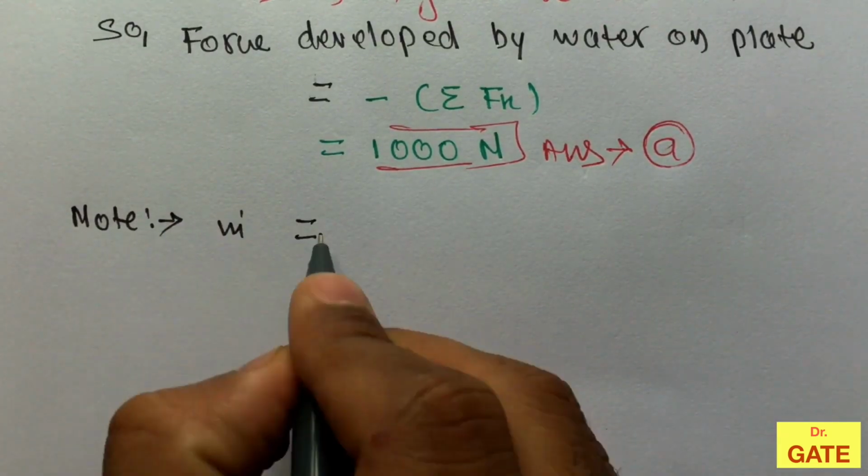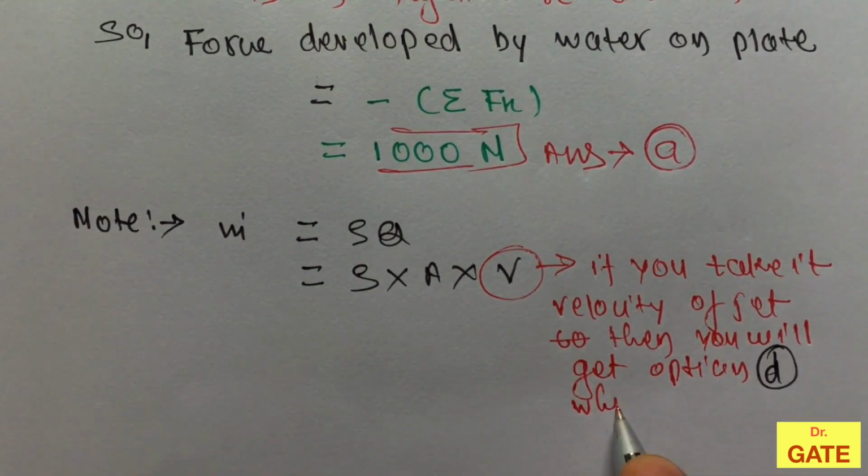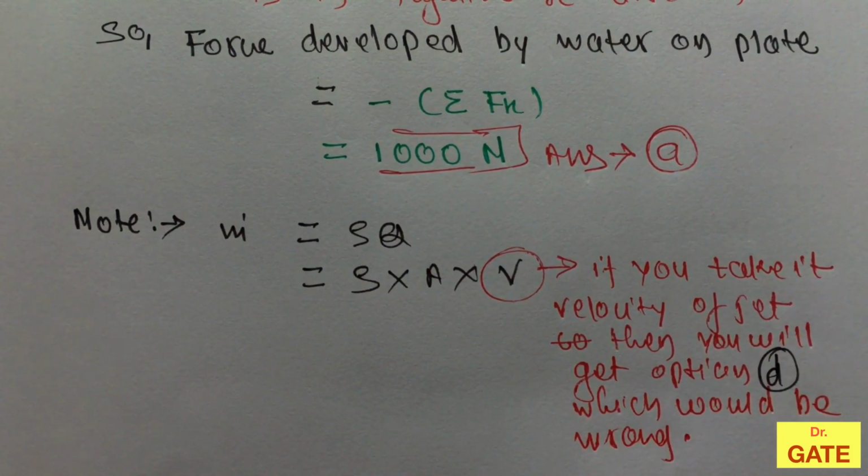One should note that in mass flow rate, if you take the velocity of the jet, then you will get option D, which would be wrong. Let me tell you one more thing.